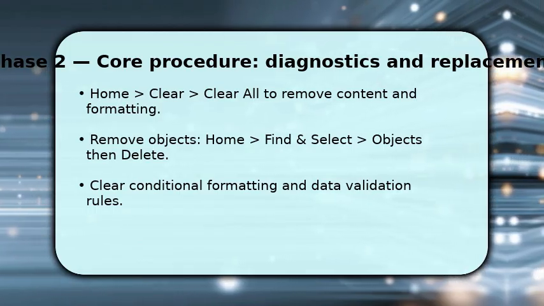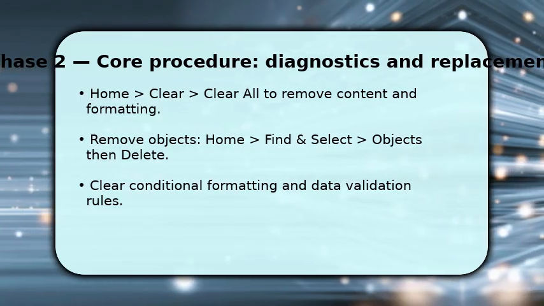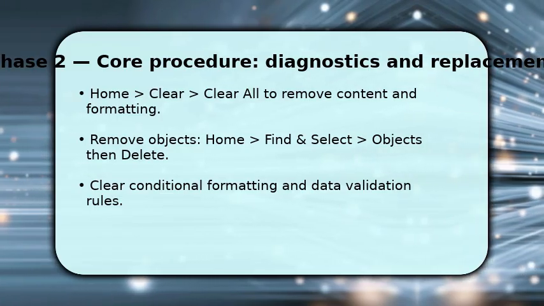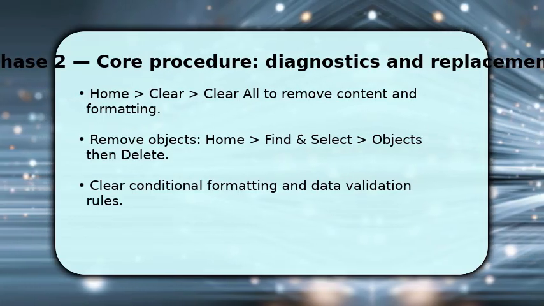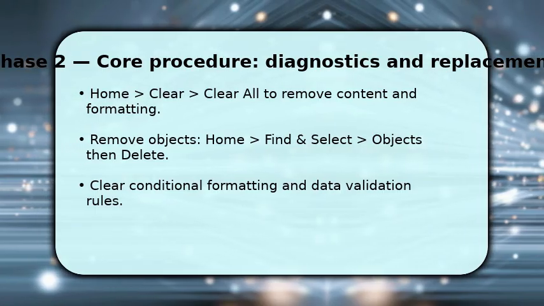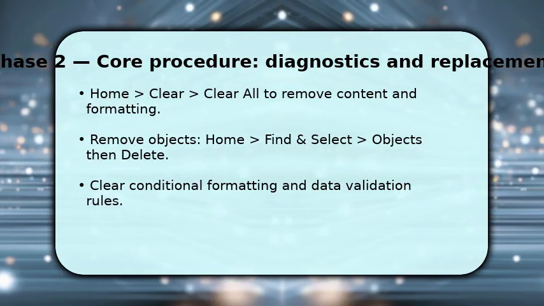Once done, remove shapes, charts, and images by using Find and Select Objects, then press Delete. Visuals often persist otherwise. Next, clear conditional formatting via Home, Conditional Formatting, Clear Rules, and remove data validation from Data Validation, Clear All. These steps ensure nothing hidden or rule-based remains on the sheet, so it's truly empty.